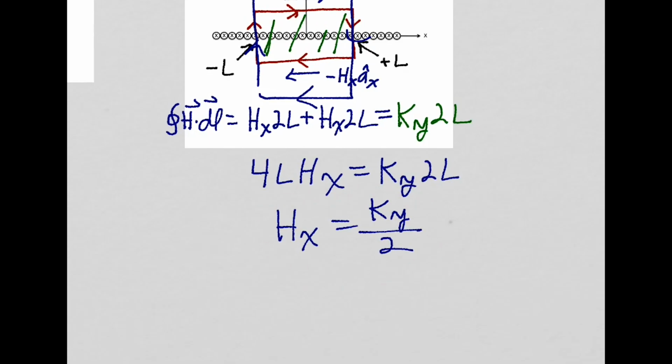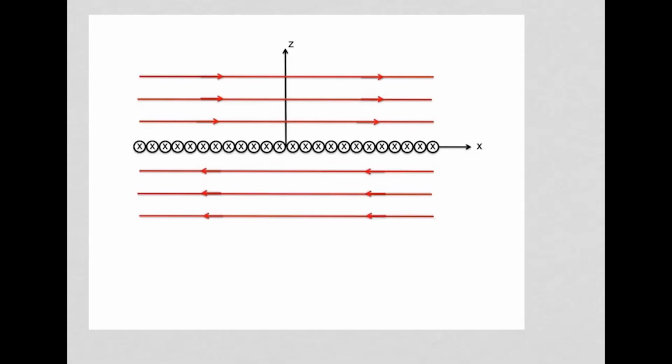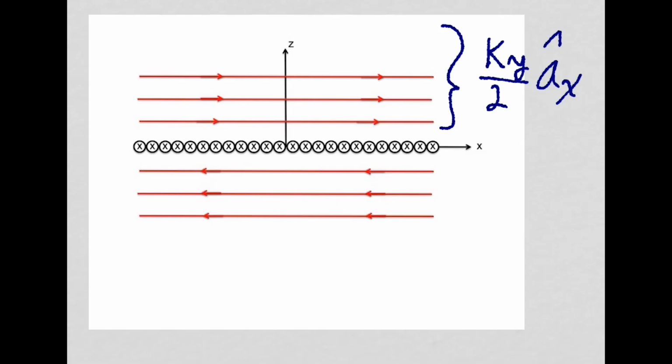So here's our final result: when z is greater than 0, the magnetic field intensity is the sheet current density in the y direction over 2, and the direction is in the A sub x direction. And when we're below the sheet of current, the magnetic field intensity has amplitude K sub y over 2, but now it's in the minus A sub x direction.